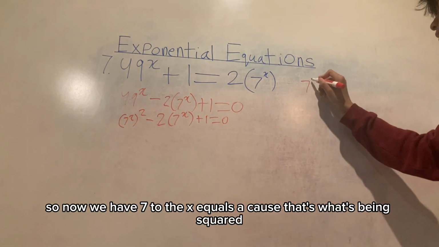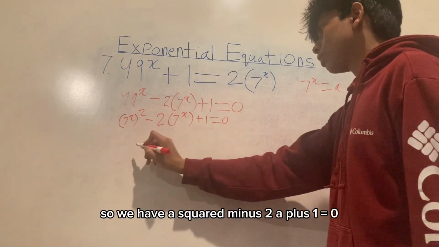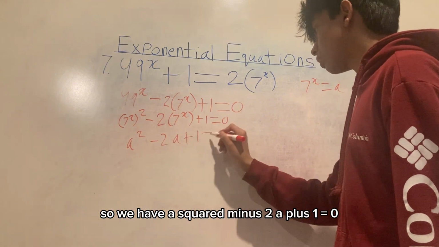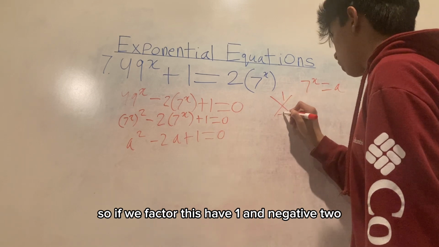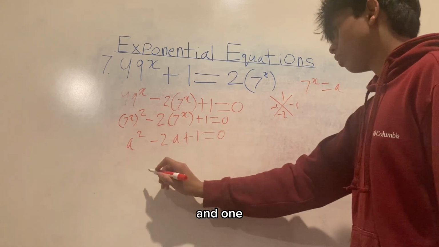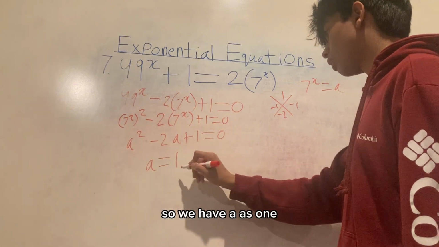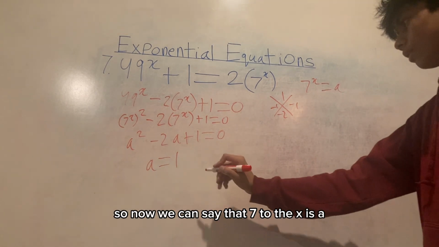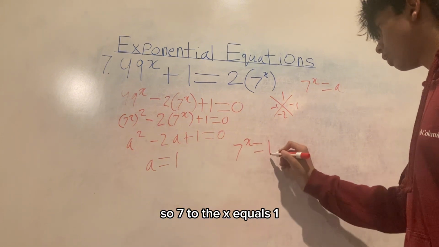So now we have 7 to the x equals a, because that's what's being squared. So we have a squared minus 2a plus 1 equals 0. So if we factor this, we'll have negative 1 and negative 1. So we have a as 1. So now we can say that 7 to the x is a, because that's what we substituted it with. So 7 to the x equals 1.